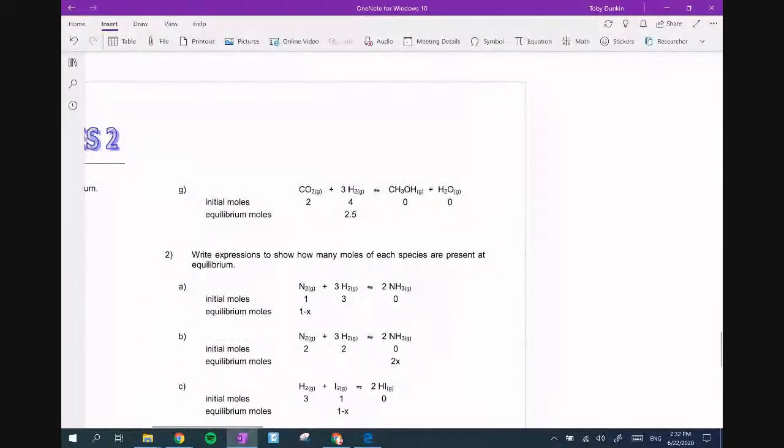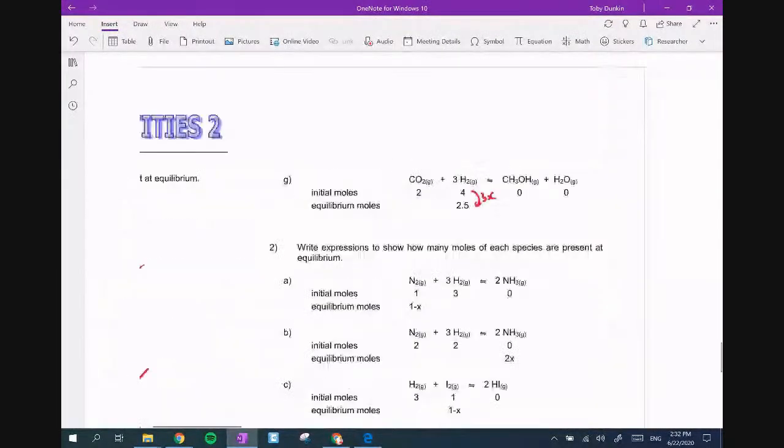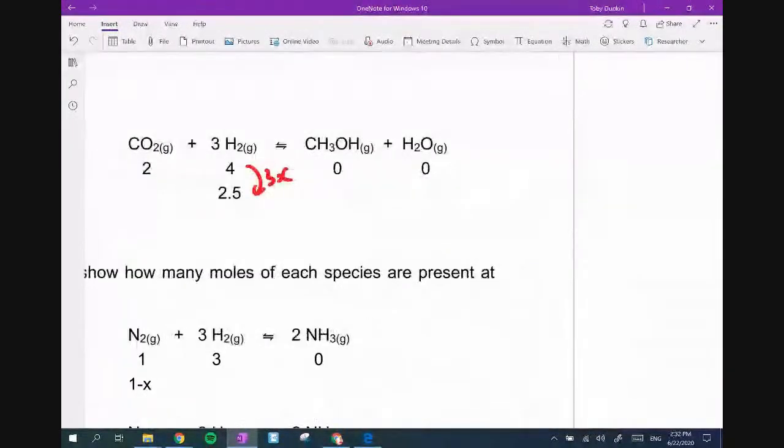Next, this one's gone down by 3x. 4 minus 2.5 gives me 1.5 divided by 3. X is 0.5. This one's going to go down by 1x, so that's going to drop to 1.5. This one's going to go up by 0.5. This one's going to go up by 0.5. Tick them if you got them.